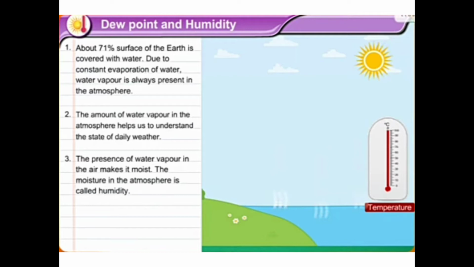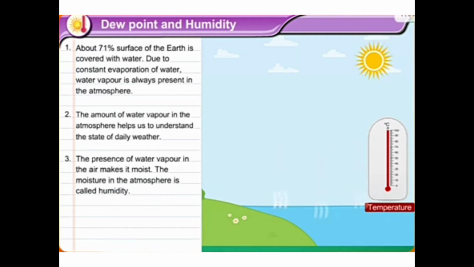When we learned about the constituents of air, what did we learn? 78% nitrogen, 20% oxygen, right? And something like 1% other gases, carbon dioxide and water vapor, isn't it? So always, children, the air contains water vapor. Children, it is a property of air to hold water, okay? So the amount of water vapor in the atmosphere tells us how the weather is today, whether it is a sunny day or a cloudy day or a rainy day.